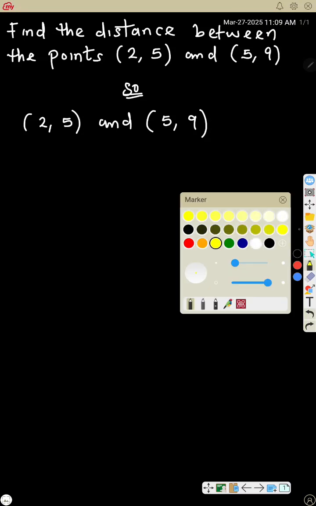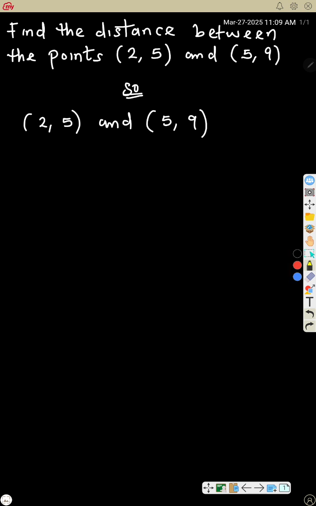So here in this coordinate geometry, let's start with distance between 2 points. I gave you the formulas already, so now these are examples. Find the distance between the points (2, 5) and (5, 9). So we have (2, 5) and (5, 9).